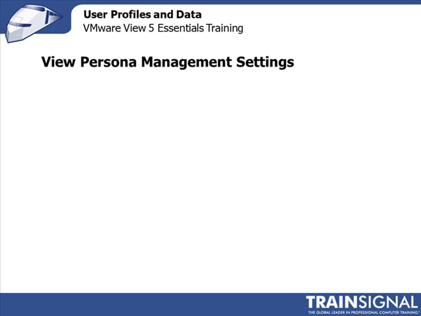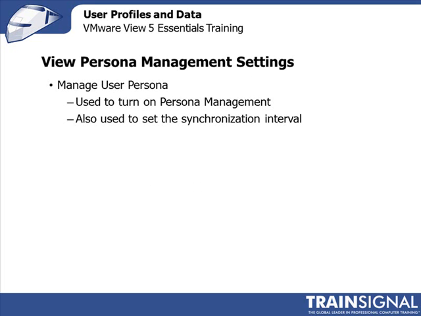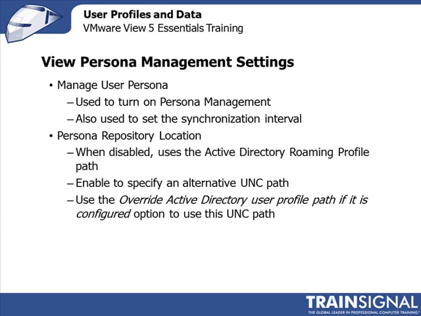So let's quickly go through some of the settings that are available for View Persona Management. First of all, you have the option to turn it on or off. Once it's turned on, you can then set the synchronization interval that we talked about before. By default, this is 10 minutes, and it can be set to any interval of minutes. You then define the Persona repository location.